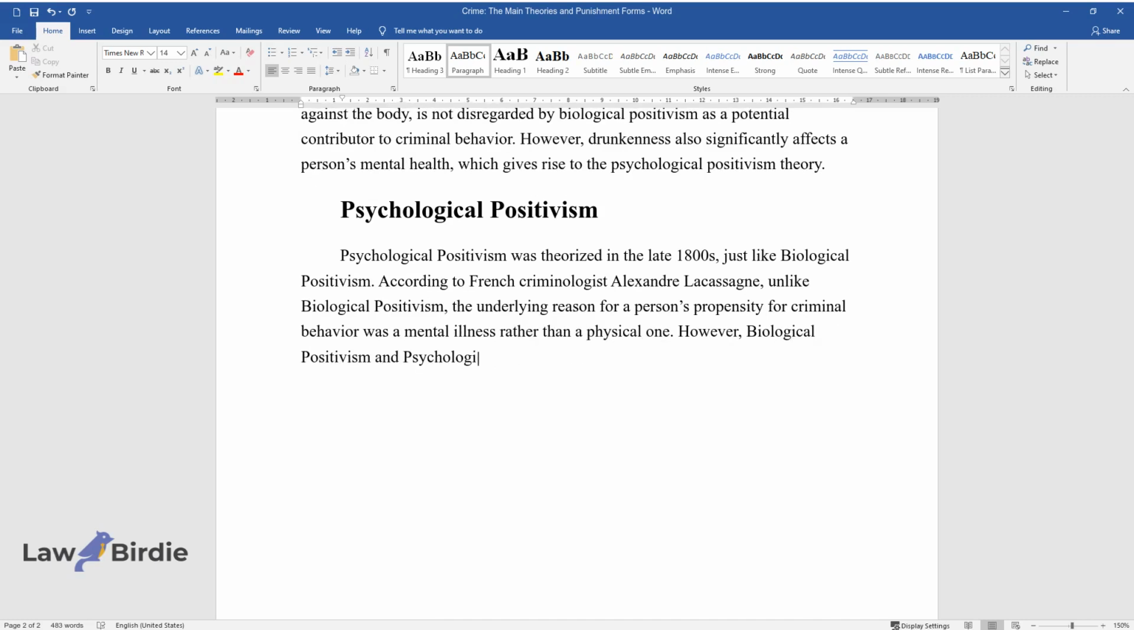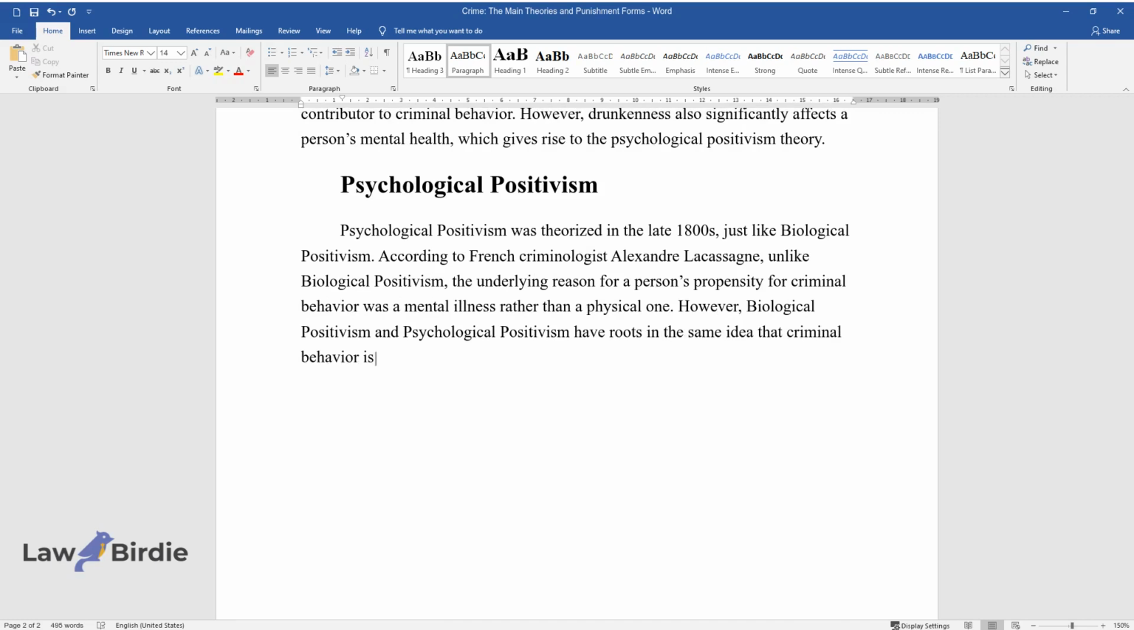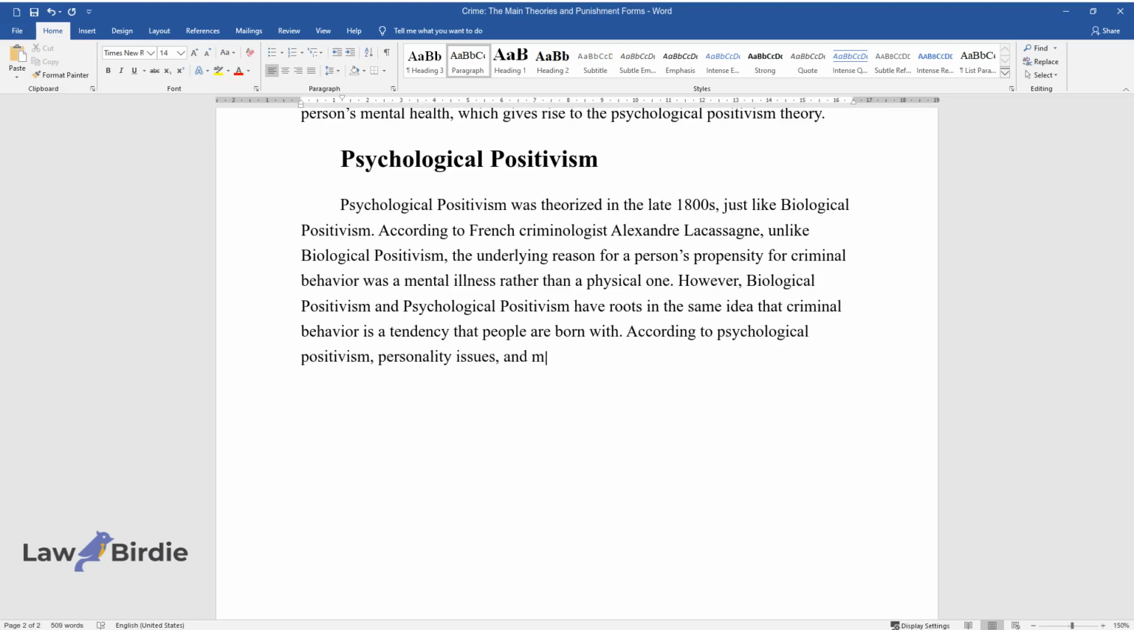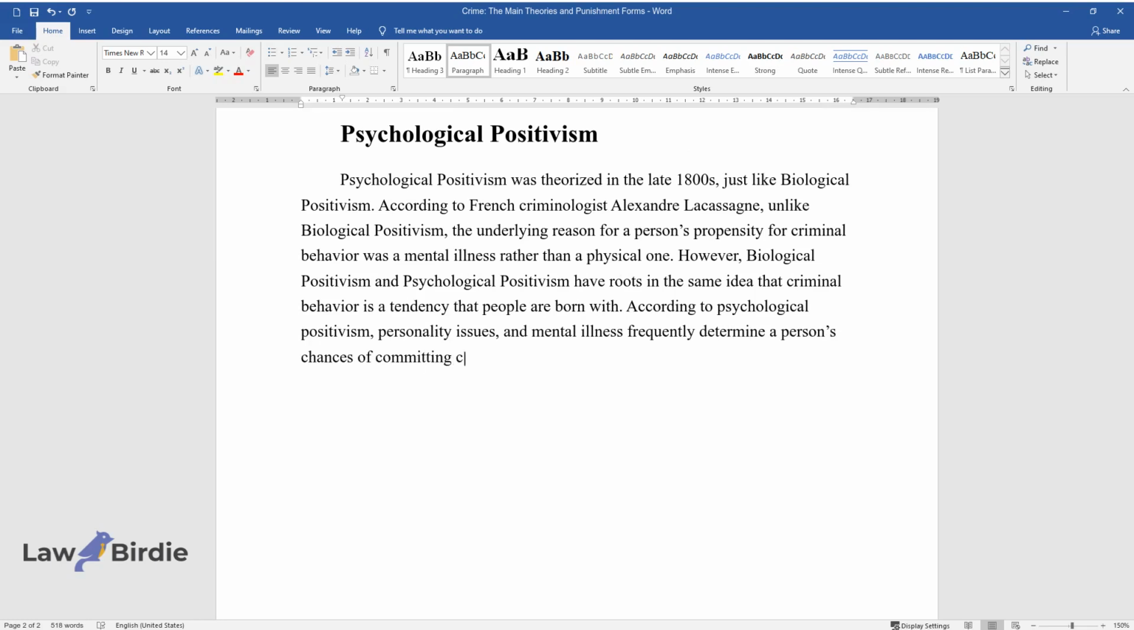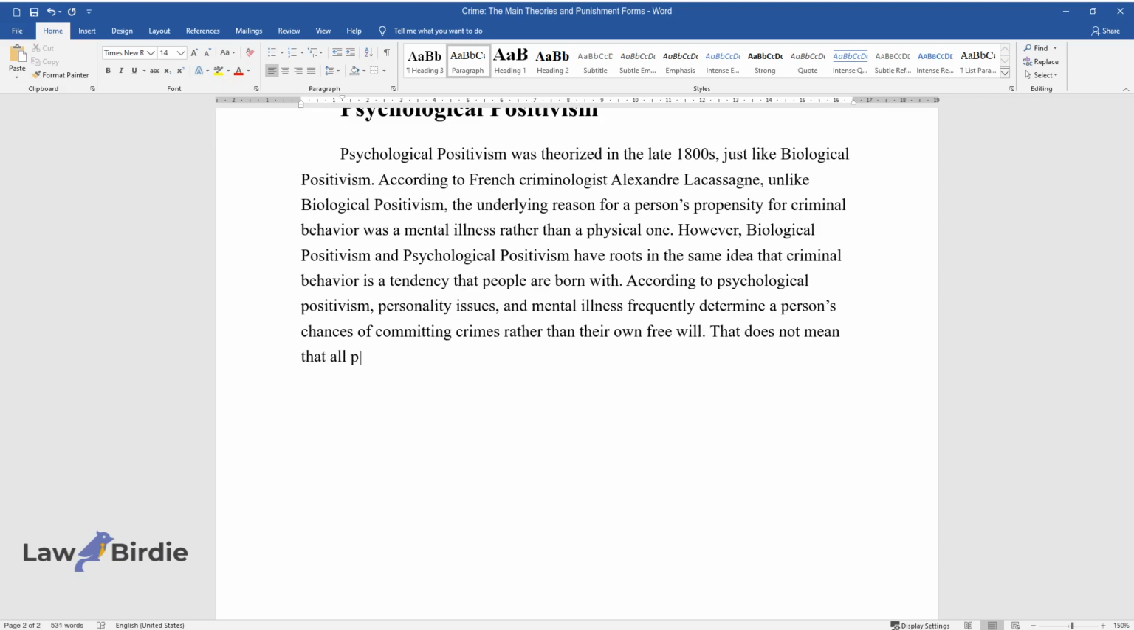However, biological positivism and psychological positivism have roots in the same idea that criminal behavior is a tendency that people are born with. According to psychological positivism, personality issues and mental illness frequently determine a person's chances of committing crimes rather than their own free will. That does not mean that all people with mental illnesses are criminals or predisposed to act criminally.